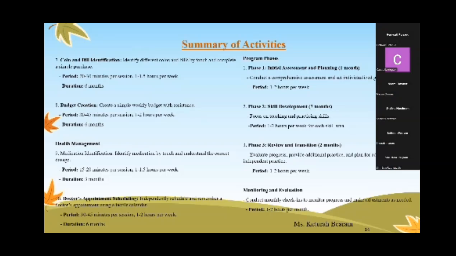The program. Phase 1, initial assessment and planning. 1 month, conduct a comprehensive assessment and set individual goals. This period will be 1 to 2 hours per week. Phase 2, skills development. Phase 3, review and transition, which will be 2 months. And monitoring and evaluation. Conduct monitoring checks to monitor progress and make adjustments as needed.